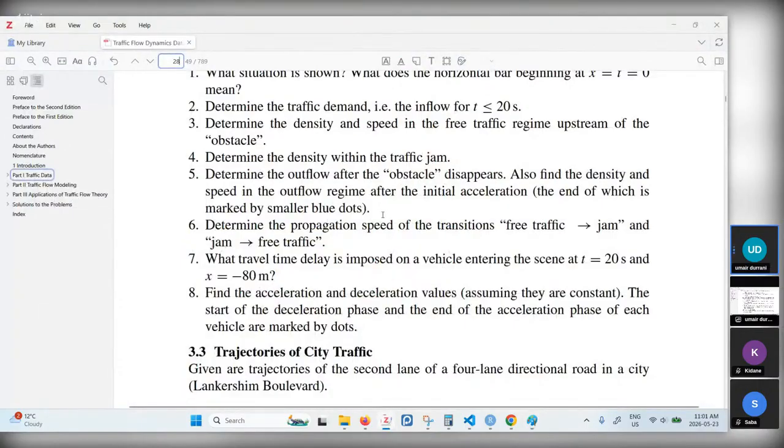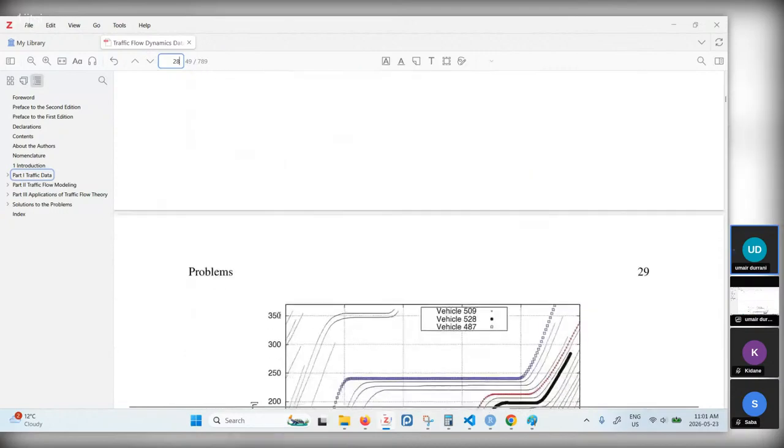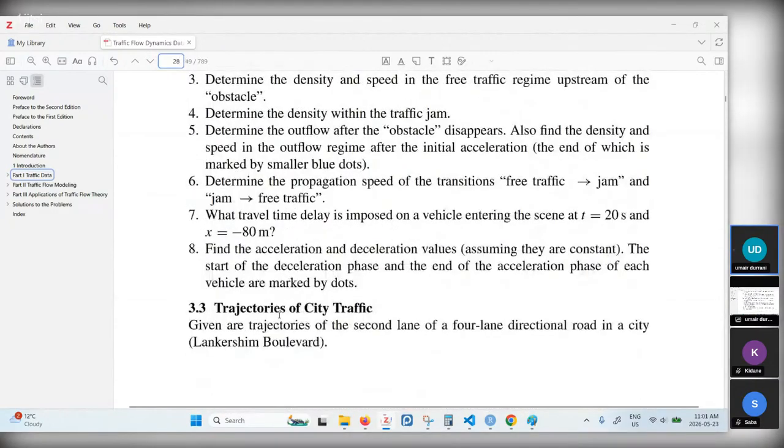Now because we are out of time, let's quickly look at the solutions for these three, and we'll leave trajectories of city traffic for the next time. So actually, let's just look at the solution to question number 6, and then we'll handle the other two later.